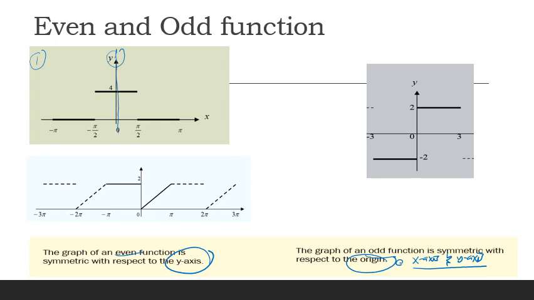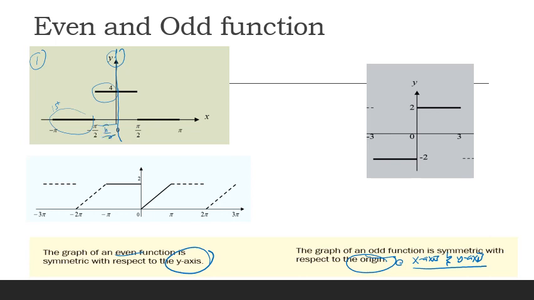Imagine the y-axis is a mirror. On the left side we have two functions. The first function runs from negative pi to negative pi over 2, while the second function runs from negative pi over 2 until 0. So for the first function, the length from the function towards the y-axis is pi over 2.